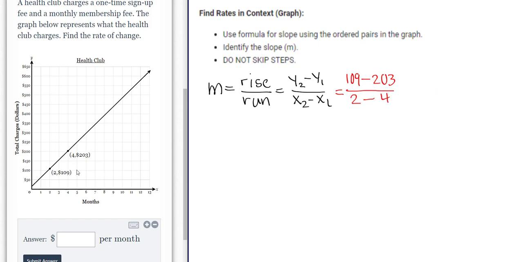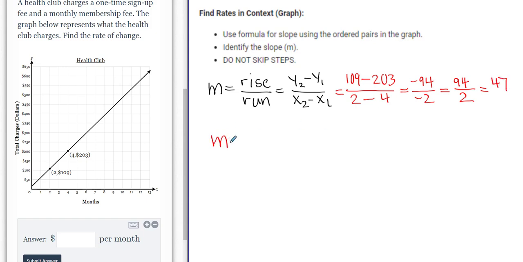Now, conversely, with these 2 points, you could go ahead and switch the order. You could put 203 over 4 here and then 109 over 2 in the second spot. You'll still get the same thing. The reason I'm doing it this way, notice that 109 subtract 203 gives you a negative 94. And then 2 minus 4 gives you a negative 2. And I just want to remind you that a negative divided by a negative is a positive. So that would really simplify to 94 over 2. And then 94 actually does divide by 2, and that's going to give us 47.